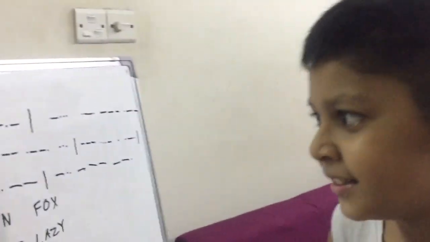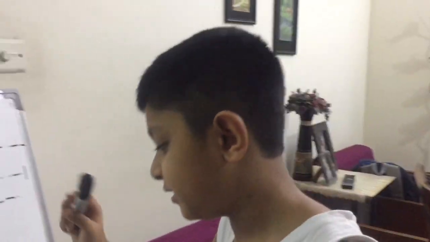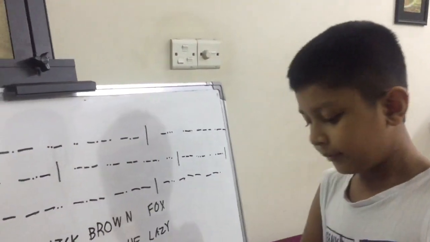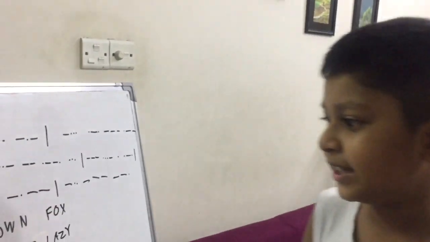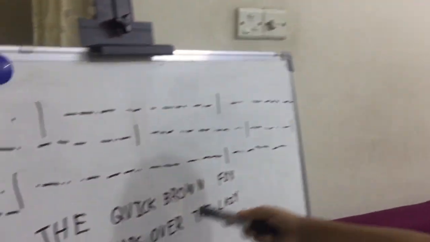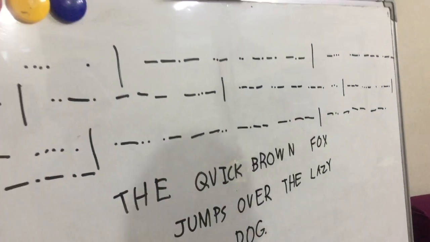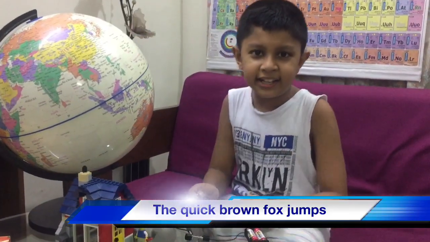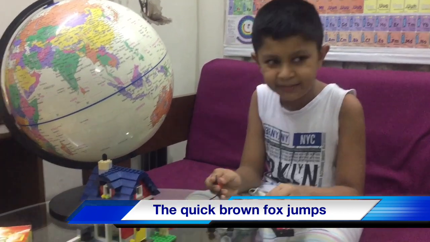Can anyone guess it? If anyone knows Morse code, you can easily comment it in the comment box. The answer is this: the quick brown fox jumps over the lazy dog. This is early and now I'm going to encode it in my signal.